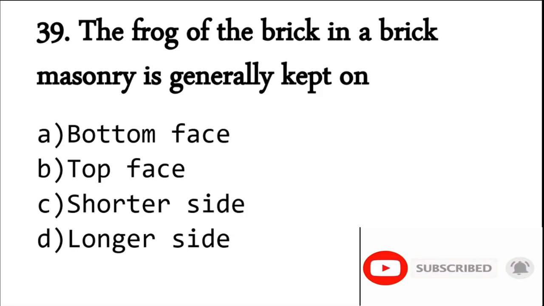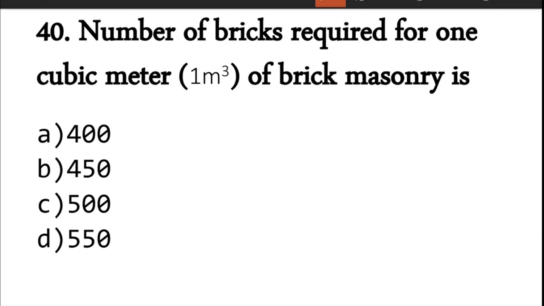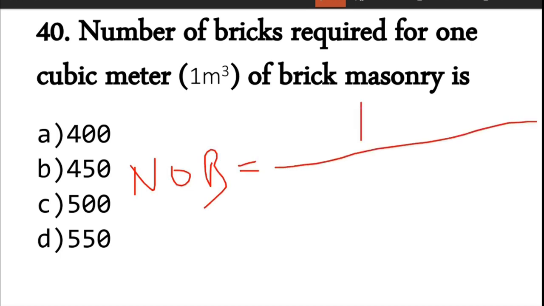Okay, the frog of the brick in brick masonry is kept on the top face. B is the correct answer. Next one is, the frog of the brick in brick masonry is generally kept on top face. B is the correct answer. Next is, the number of bricks required for 1 cubic meter of brick masonry is 500. So you can also calculate it by just dividing 1 meter cube by the volume of one brick, including the thickness of mortar, multiplying the dimensions of brick in meters. So it comes as 500.